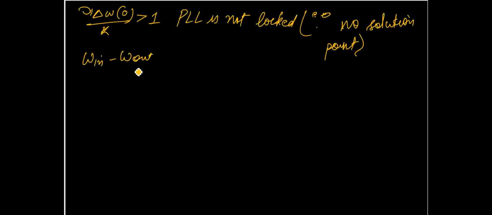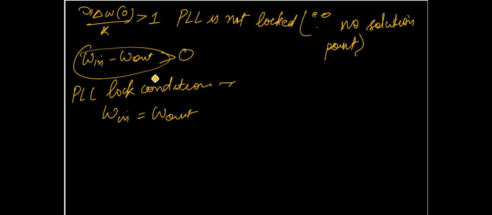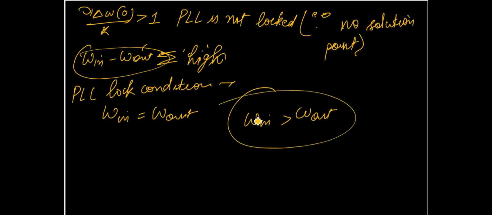So what is the PLL condition? The PLL condition is omega in equal to omega out. And we are saying that this thing is greater than 0, that it is high. Since it is high, omega in is very high compared to omega out. So how to bring omega out close to this? We have to increase omega out. Then only will omega in become equal to omega out.